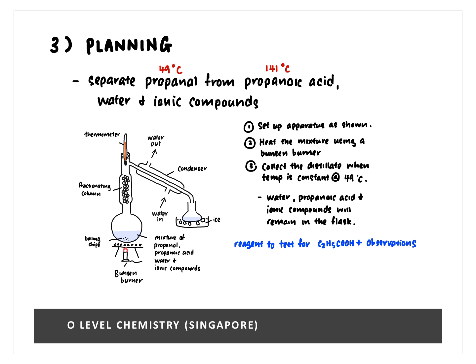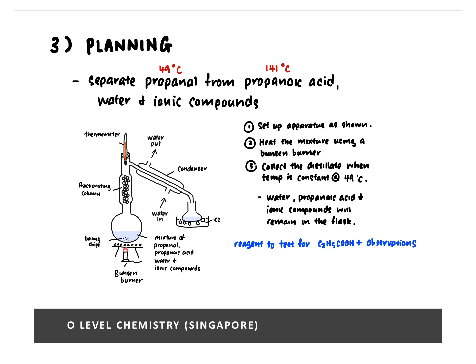So you need to be able to draw the setup for fractional distillation, and when you're drawing the setup, remember there are several important aspects. For example, you need to add your boiling chips. For example, the position of the thermometer next to the side arm leading to the condenser, and also in the condenser, your tap water must enter from the bottom and exit from the top.